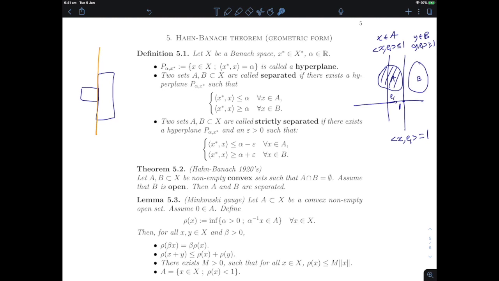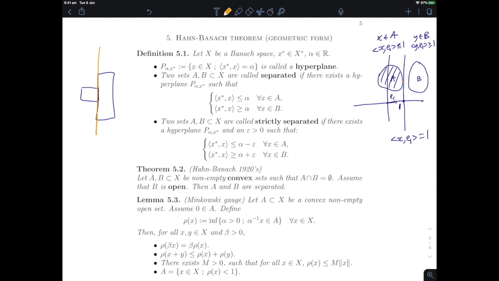So we're going to have this notion of being strictly separated, and that's defined now by saying that there is really a gap. So the x star x, when x is in A, are not just smaller or equal to alpha, but smaller than alpha minus some epsilon, and the x star x are greater than alpha plus some epsilon when x is in B. And the epsilon in that drawing that I had here would be essentially the size of that gap that we have there. Right, that makes sense? So you have a visualization of that separation or strict separation of two sets by a hyperplane.